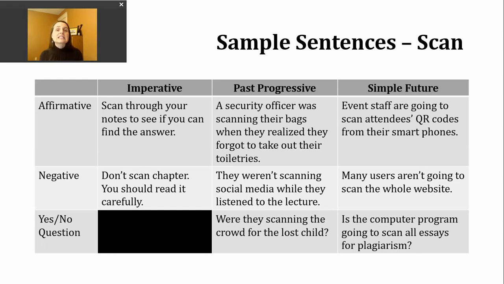We tend to use this verb tense to talk about an activity that was in progress when some other action interrupted it. To make the past progressive, we're going to use a past form of be, so that's was or were, depending on our subject, and then we'll use that ing form of the verb. Let's look at an affirmative example. A security officer was scanning their bags when they realized they forgot to take out their toiletries, right?